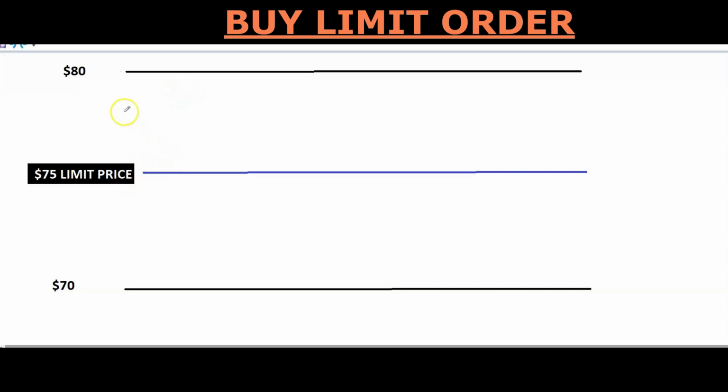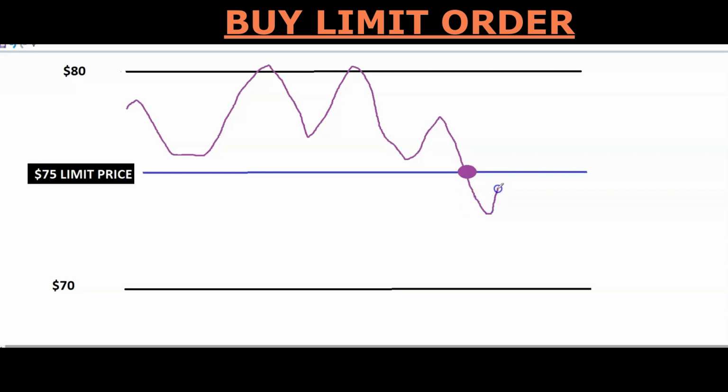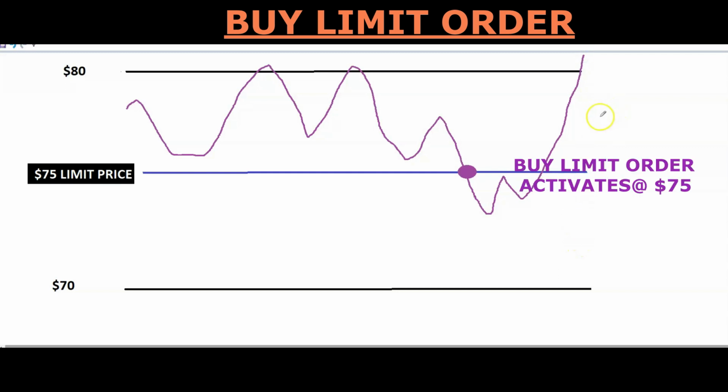But right now, the price of this security is trading above $75. So you wait until price action comes down to the $75 limit price line. Your buy limit order activates and picks up your security at or lower than your limit price. And so in this situation, you've been able to purchase your security at your limit price of $75 or better.